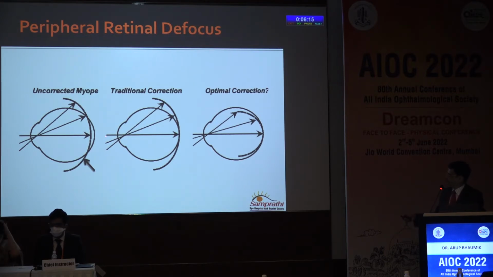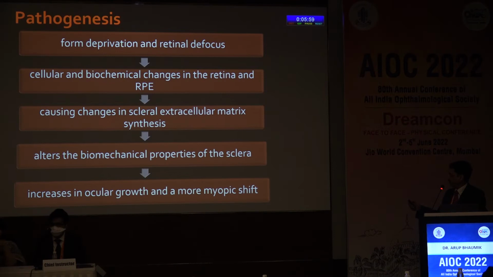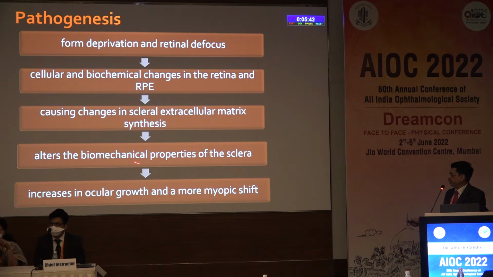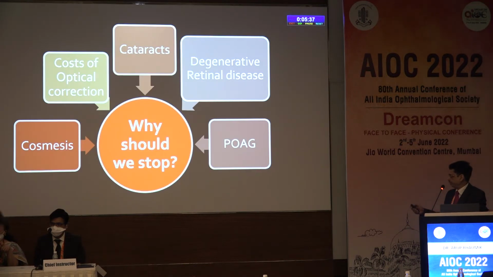So when we give a normal correction, like a normal spectacle for myopia, we are going to correct only the central rays. The central rays focus on the retina, whereas the peripheral rays get more defocus, meaning they get more hyperopic. They focus behind the retina. And this peripheral defocus has been a very important factor in the progression of myopia, because this leads to some cellular and biochemical changes in the retina and the RPE, leading to changes in the scleral extracellular matrix synthesis, which alters the biomechanical properties of the sclera and in turn leads to increased ocular growth and myopic shift.